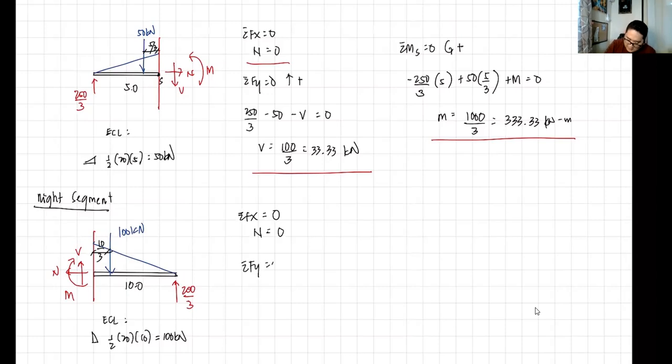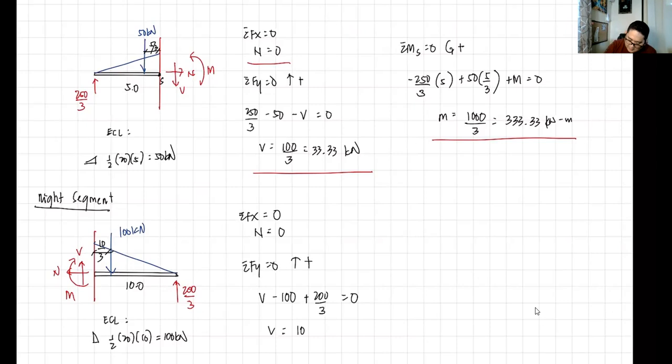So 0, okay na yan. Summation of Fy is equal to 0, taking upward as positive. So you have V minus 100 plus 200/3 is equal to 0. So V is equal to 100 plus 200/3. That is negative 100/3. Transpose natin. V equals 33.33 kilonewton, which is the same as the left segment value. Okay? Then last is ang ating summation of moment at S.